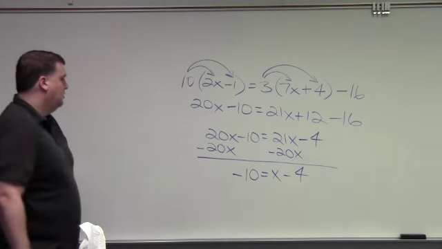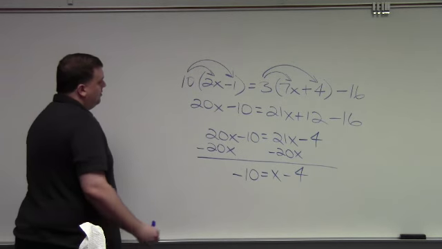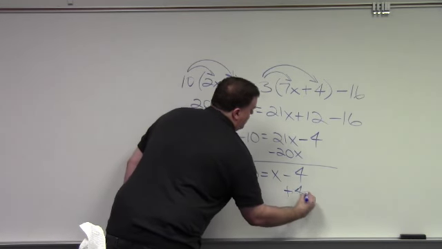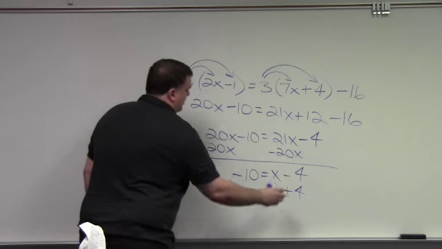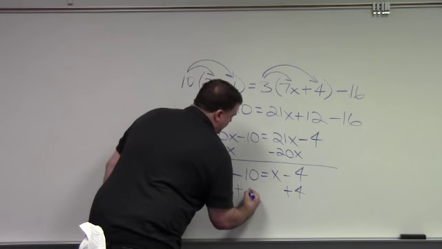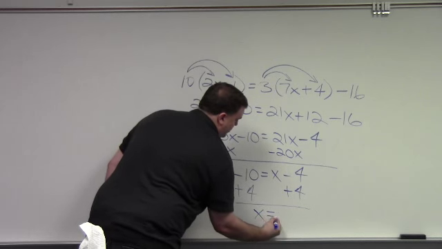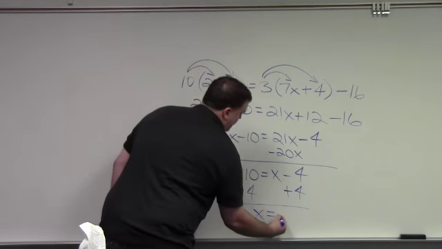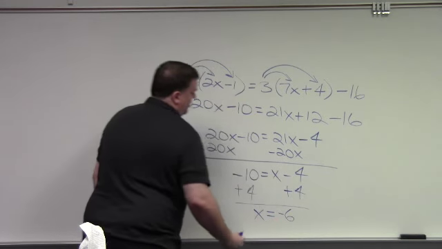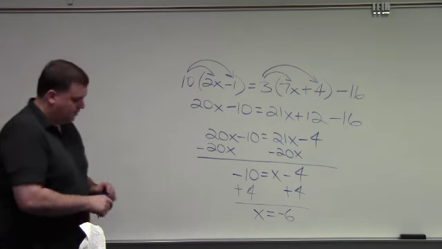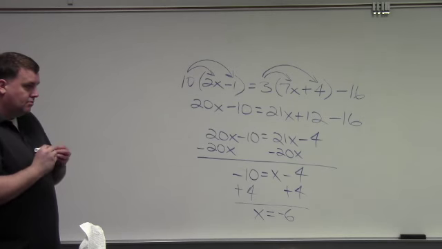So if I want to get x by itself now, what would I need to do? Add 4 to both sides. I move my x's to the right, so I need to move my numbers to the left. So x equals -6. -10 plus 4 is -6. Everybody good on that one? Yes?